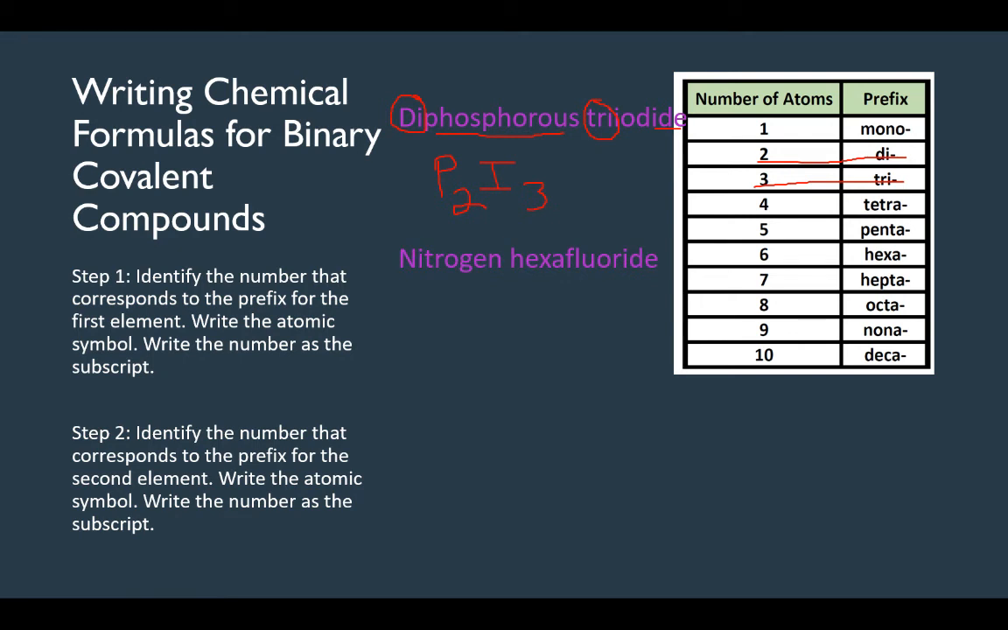Now, nitrogen hexafluoride. Notice there's no prefix in front of nitrogen. That means we just have 1 nitrogen atom, so no subscript. And then we have hexa as our prefix. Hexa means 6. Fluoride. So again, the ending was changed, so it's really fluorine, which is F, and we have 6 of those. So NF6 is nitrogen hexafluoride.